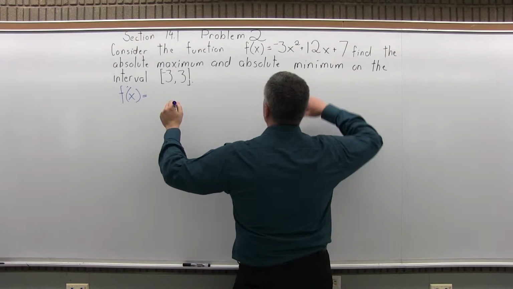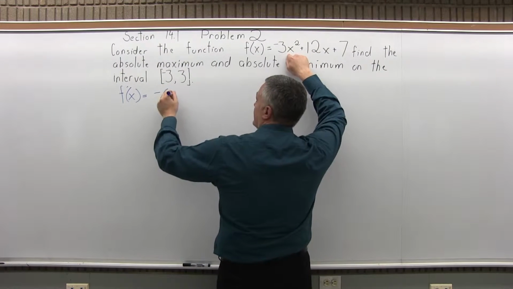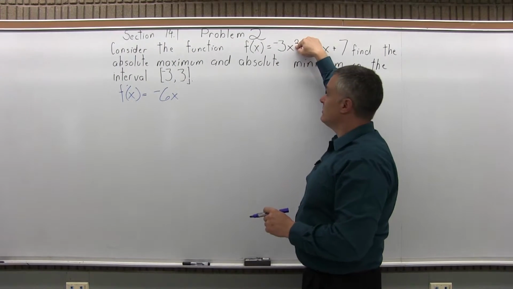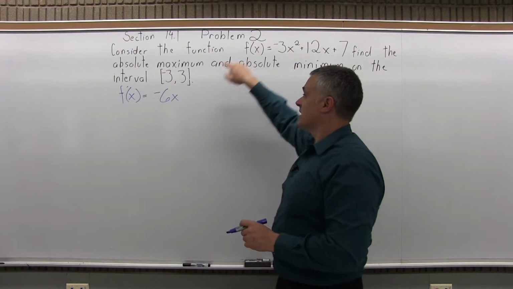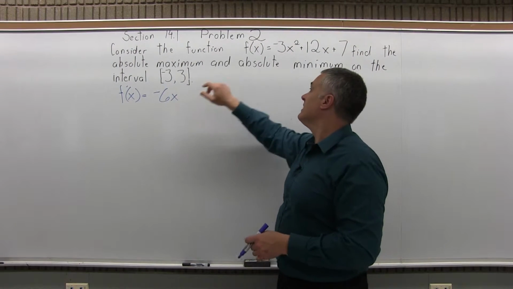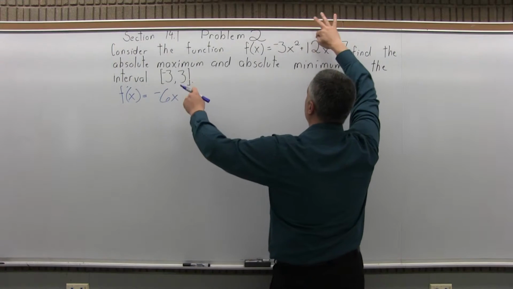So f prime of x will be, the negative 3x squared has a derivative of negative 6x to the first. And again, that's coming from the exponent of 2 coming down times the number in front, negative 3. 2 times negative 3 is negative 6. Again, pay attention to the negative. And the exponent is reduced by 1. It goes from a second power down to a first power.